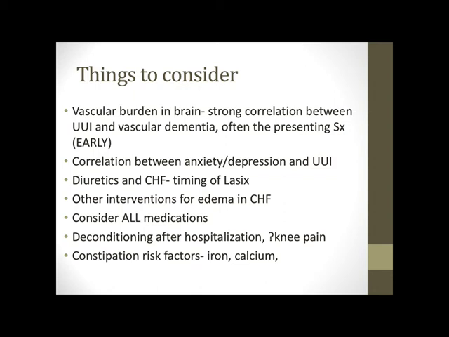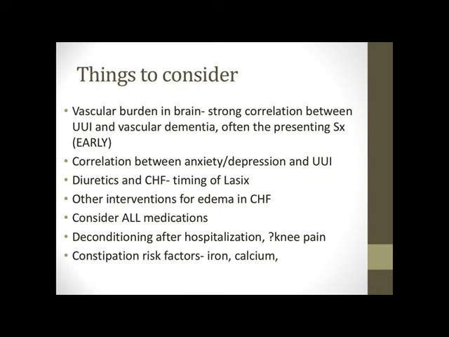We also noticed that Mr. G was expressing some depressive symptoms, and there's a high correlation between depression and urinary incontinence in our population, and depression is also highly correlated with vascular disease such as cardiovascular disease and strokes.